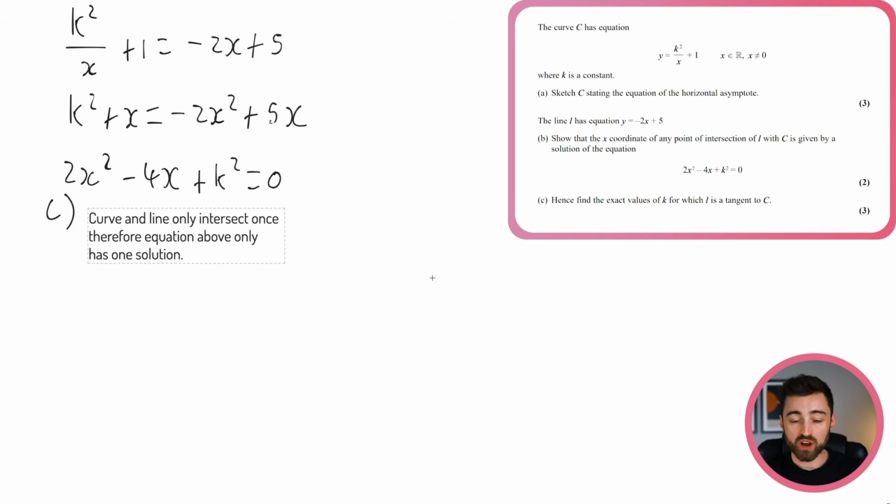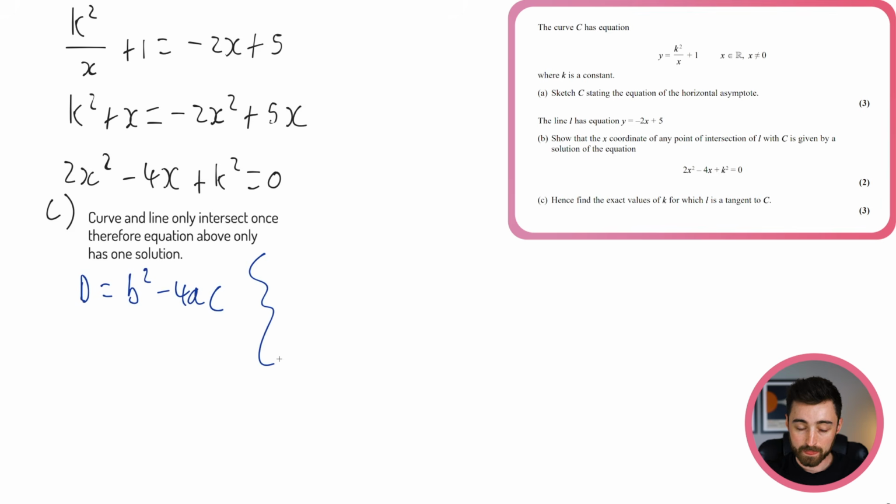So what do you know about quadratic equations and the amount of solutions they have? Well, it's this old chestnut, isn't it? It's the discriminant. The discriminant, which is b squared minus 4ac in any quadratic, if this thing is equal to 0, it implies that there's only one solution of the quadratic. So that's what we have in this case, right? The steps of logic: tangent, one intersection, one solution of the equation.